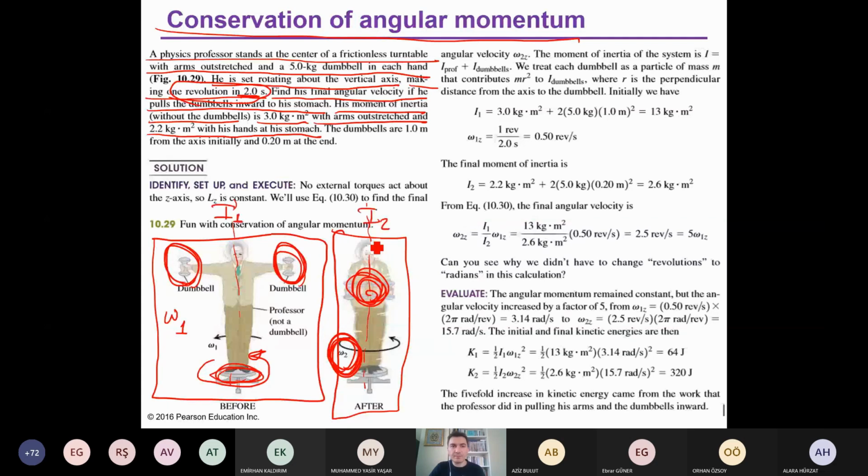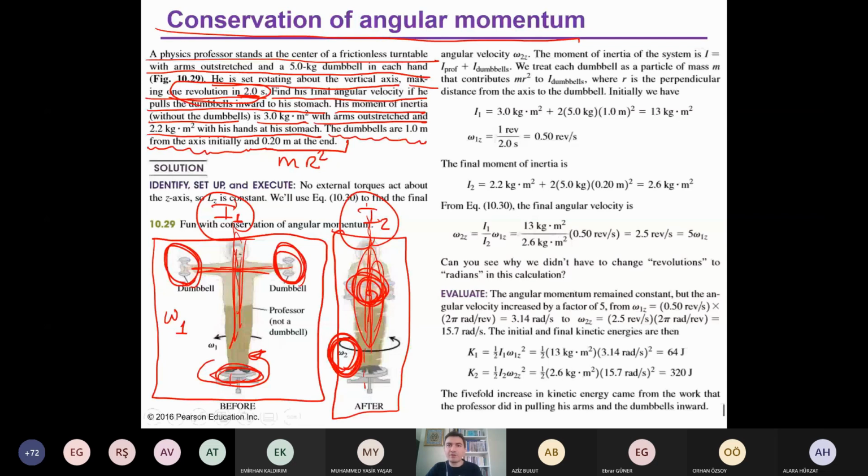Remember this formula, okay? What do you see here? The mass in this case is collected here, but in the first case, mass is distributed far from the rotation axis, okay? Then he will have a different moment of inertia. Don't forget this one. The dumbbells are 1 meter from the axis initially and 0.2 meter at the end. Okay, so now let's try to solve the question.